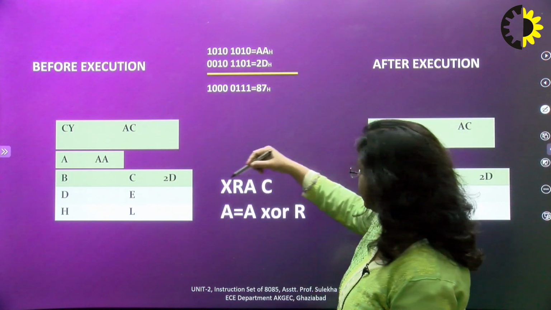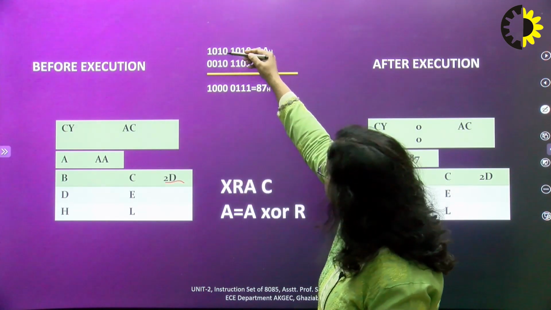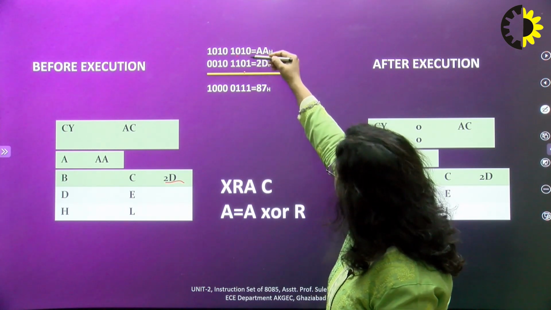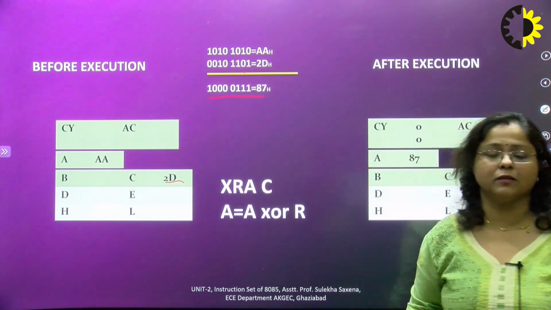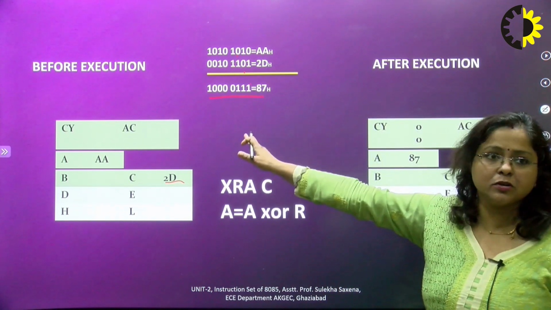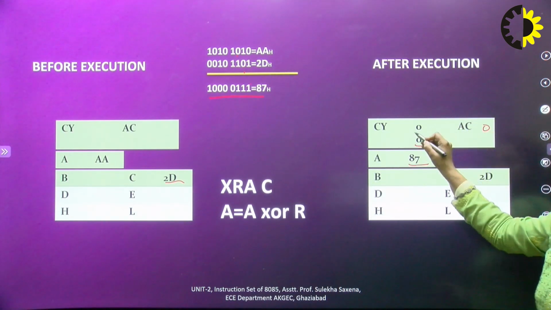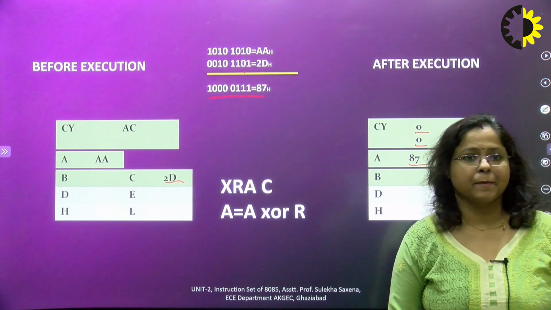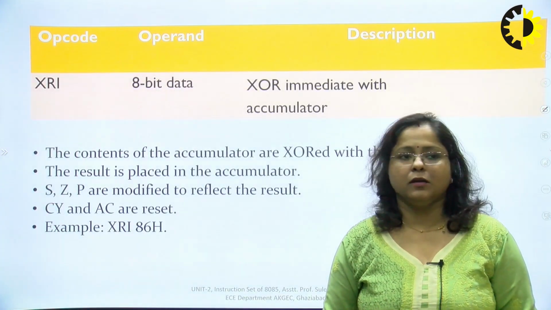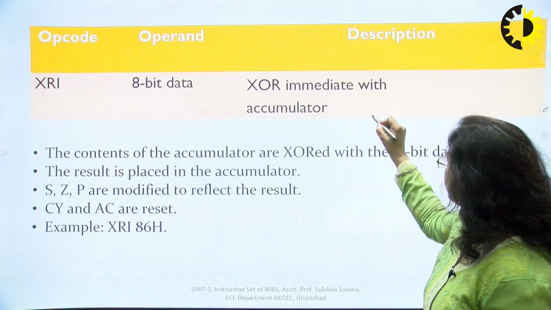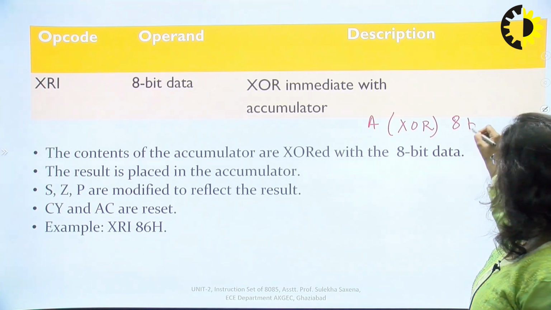Let accumulator content be AA and C register content be 2D. So it is 1 0 0 0 0 1 0 0 1 1 1, so it is 8 and 7. When both the inputs are same, output will be 0, and when both the inputs are different, output will be 1. So result is 87 and both the flags will be set. XRI will perform similarly. XRI 8-bit immediate data performs XOR of accumulator with 8-bit data and saves the result in accumulator.